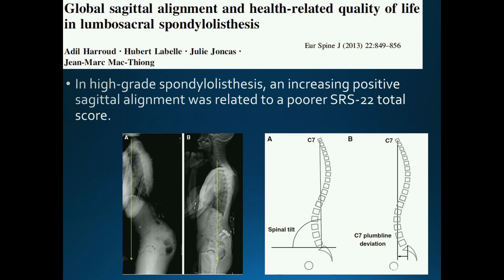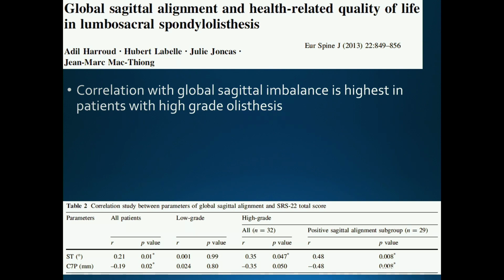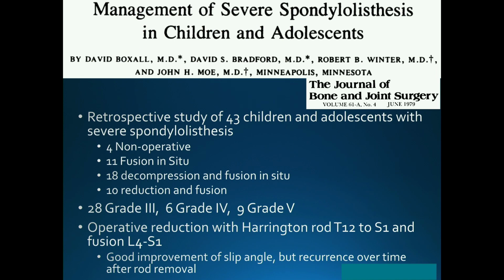And this goes back to the work of Mac-Thiong, looking at the correlation between C7 plumb line deviation and spinal tilt. Okay, so that correlation is something that he showed definitively. I think I've got it here. Really has a high correlation. So again, spinal tilt, C7 plumb line, these global metrics of alignment are highly correlated with worse health status. And this is actually in adolescence. I'll show you some work that we did in adults. But a high correlation suggesting a global alignment is associated with worse health status.